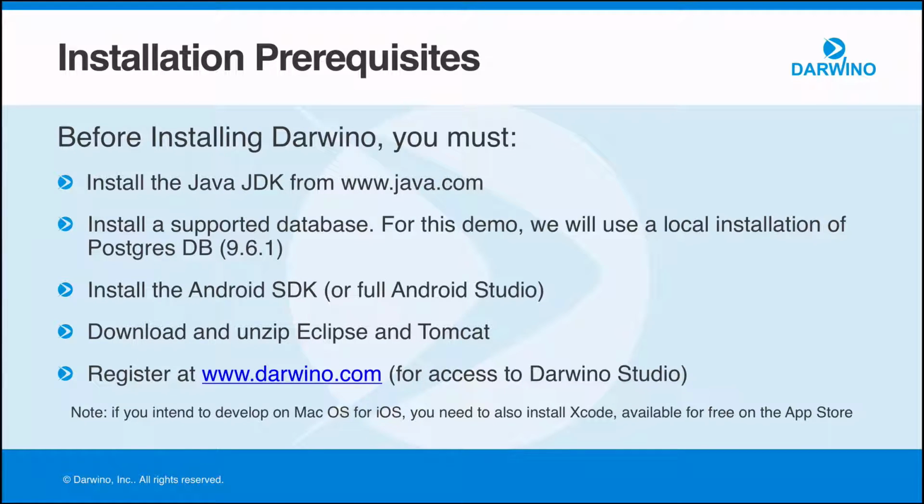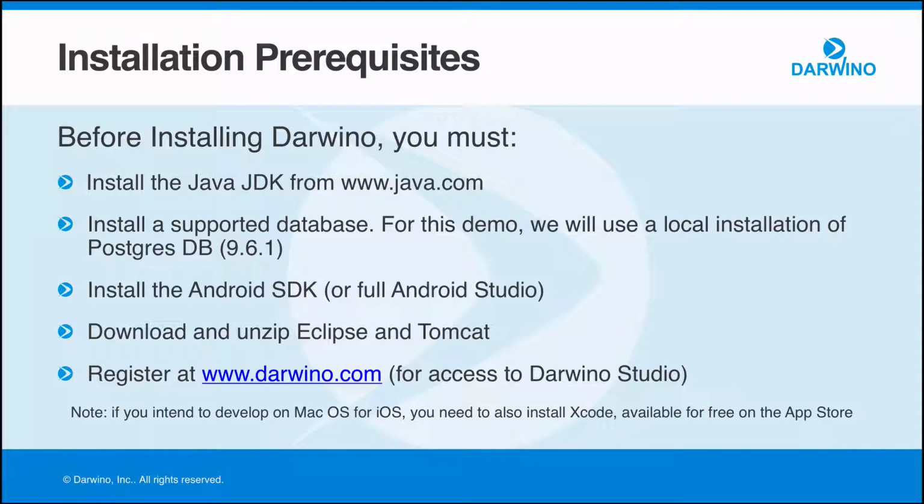First, a Java JDK. It's important that you download and install the latest JDK, not simply the JRE. This is because the JDK is required for Maven, which is the build tool for Darwino. Second, you need a local database. In this case, we're going to use Postgres 9.6.1, which will be used to store the Darwino data.